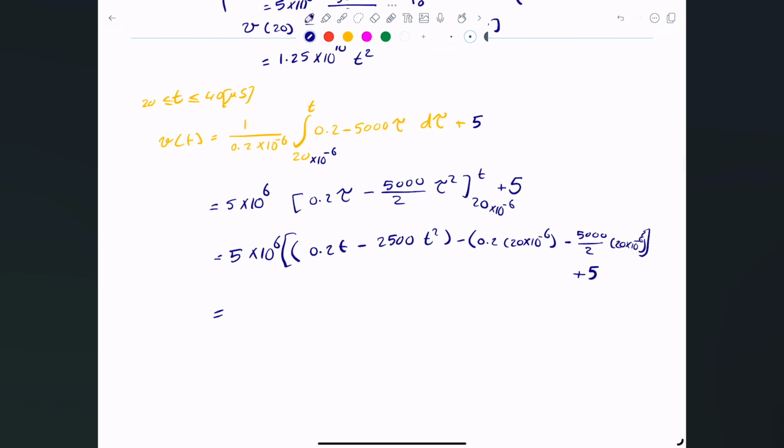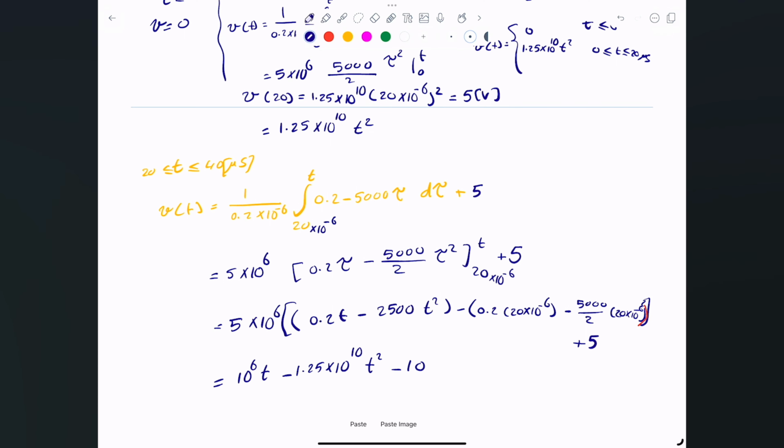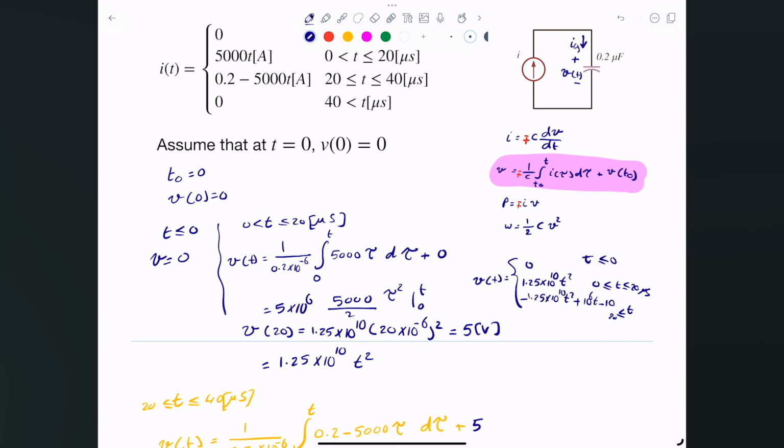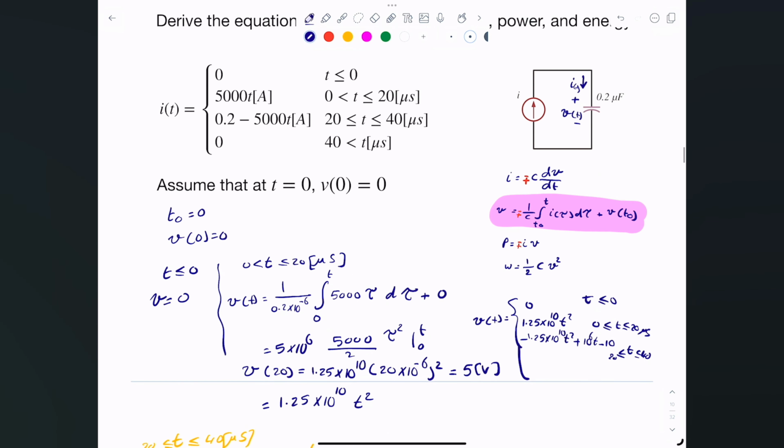All right, so if you do a little bit of algebra and you clean it up, you'll end up with this particular equation. I went ahead and did this algebra. There's a little bit of a missing parenthesis in here somewhere. Anyway, you'll end up with this particular equation. Let me just go ahead and write it. This equation tells me that we have negative 1.25 times 10 to the power 10 t squared, plus 10 to the power 6 of t, minus 10, and that's for the range when t is between 20 and 40 microseconds. Okay, so now we're not done yet. What we have to do is the next stage in here.